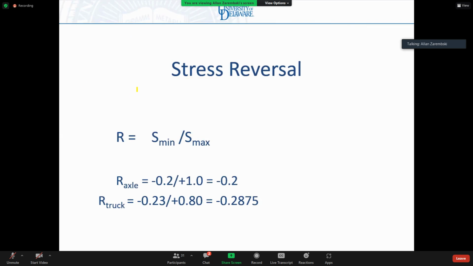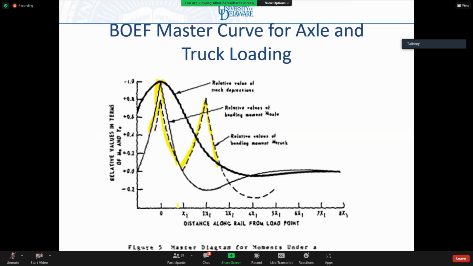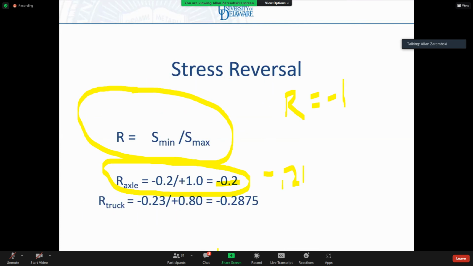Stress reversal, we actually already discussed. For normal SN testing, it's R equal to -1. For beam on elastic foundation theory, for a single axle, it's -0.2, actually -0.21 if you want to be technical about it. And for a bogie, where I'm combining two of them, in this particular case, it's -0.29.